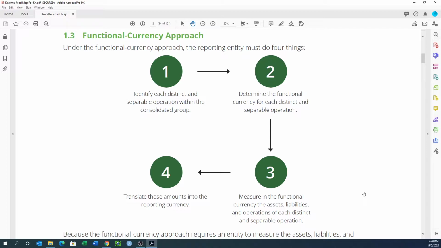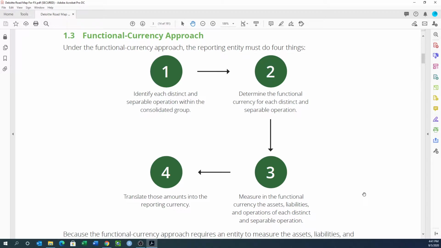But that's a critical piece. And if you're an auditor, you want to make sure that your client is able to do a good job in identifying each of those distinct and separable operations within the consolidated group. That's the first step, and for some organizations, that's a big deal. For most, probably not. They probably can identify where their operations are, they've been doing it for a lot of years, it's not that big of a deal.